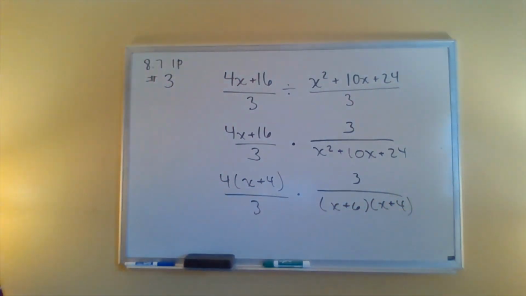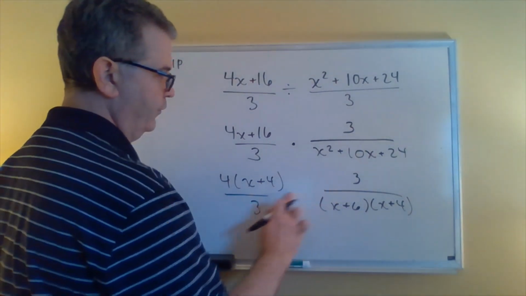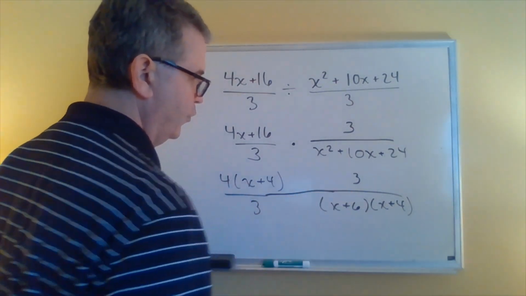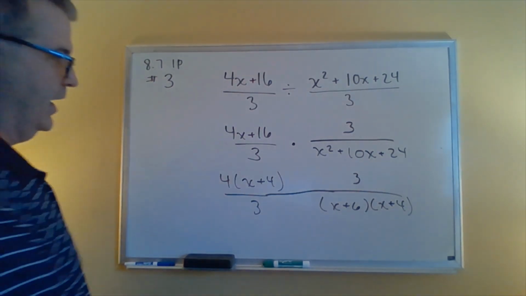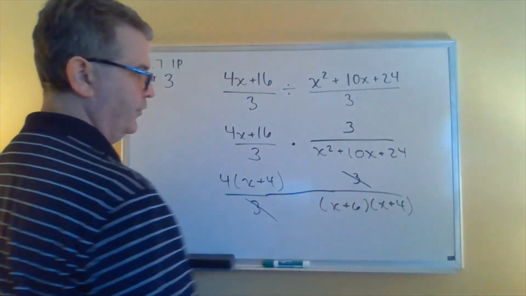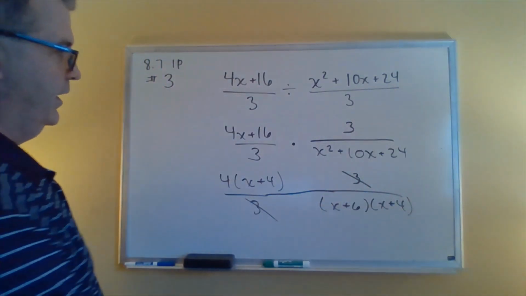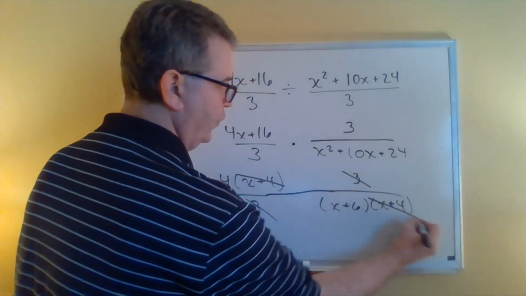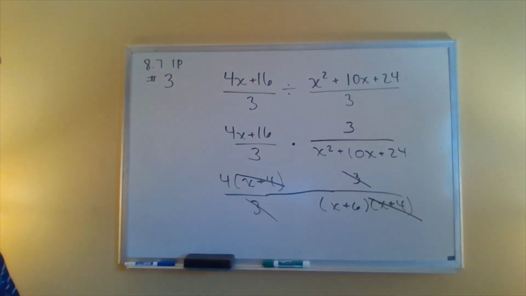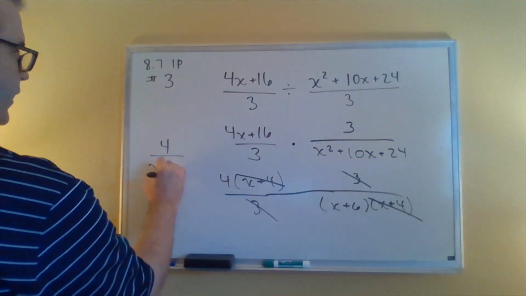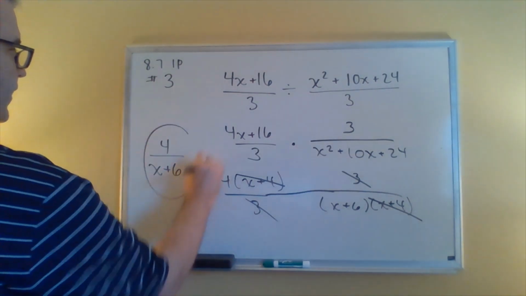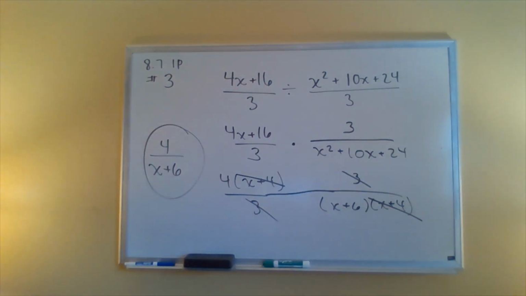Now that we've completely factored, we can rewrite this as one fraction, if we're multiplying. And we can start simplifying, see if there's anything we can cross out that's on the top and the bottom. 3 jumps out at me. I got 3 on the top and the bottom. I also have the factor of x plus 4 on the top and the bottom. So what's left? 4 in the numerator and x plus 6 in the denominator. So our answer to number 3 is 4 over x plus 6.